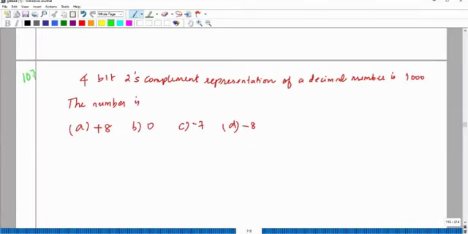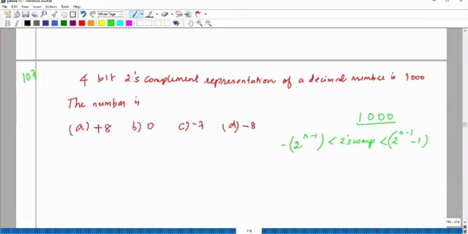So question 107. The 4-bit 2's complement representation of a decimal number is given, 1 1 ... Okay, I already told you the formula, right? 2 power n minus 1, minus, this is for a 2's complement number, minus 2 power n minus 1 to 2 power n minus 1 minus 1. So this is the formula.